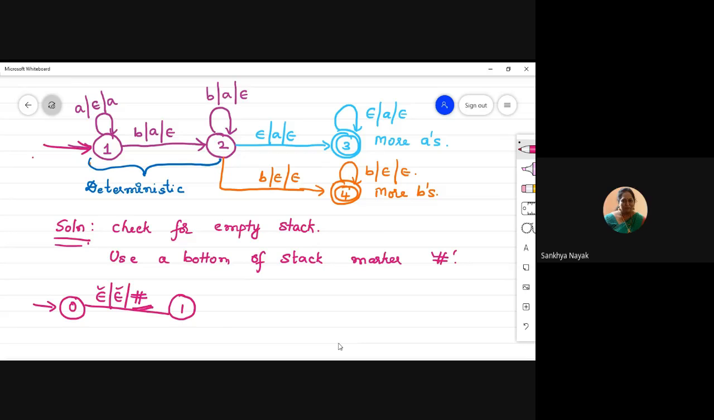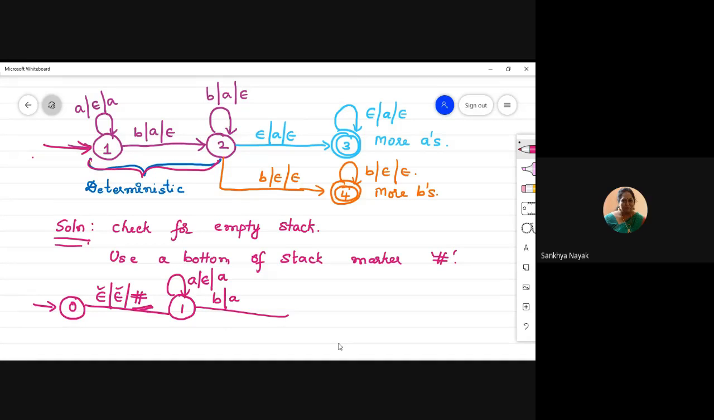So now how will this diagram change? This part was already deterministic, isn't it? So we are not going to make any change to it. Whenever you see A, no matter what is there, push A will remain as it is.